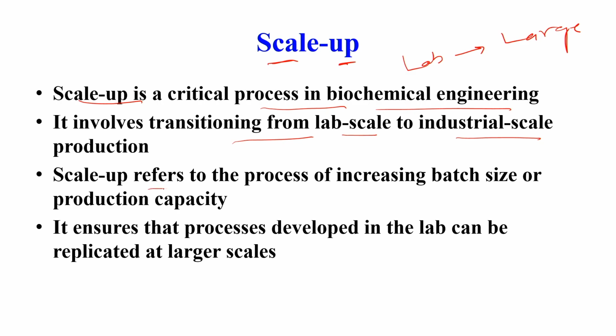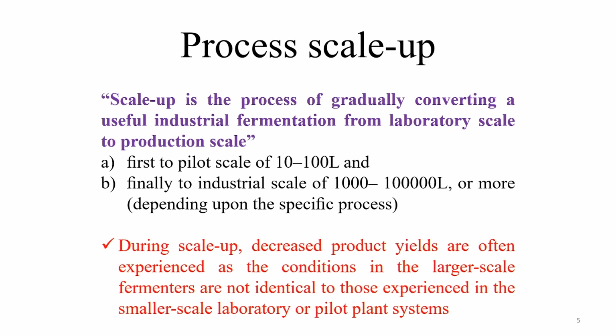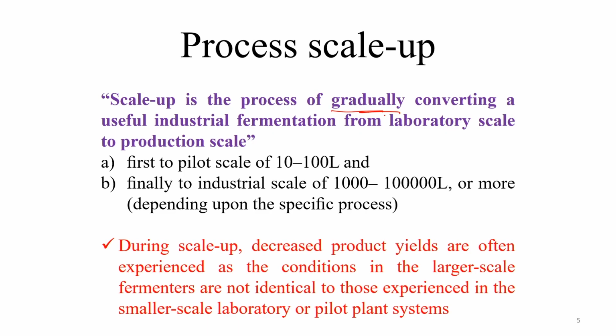Now, we have understood that scale up refers to the process of increasing batch size or production capacity to enhance overall productivity, and it ensures that a process developed at lab scale can be replicated at larger scales. Then how do we increase the size? We go for a gradual increase. For example, from the lab scale to pilot scale of, let us say, 10 to 100 liters, and then we go to the further production scale that can be in the range of thousands of liters.